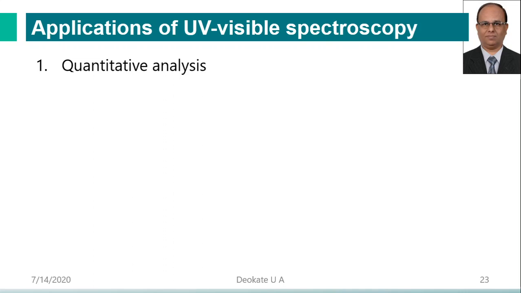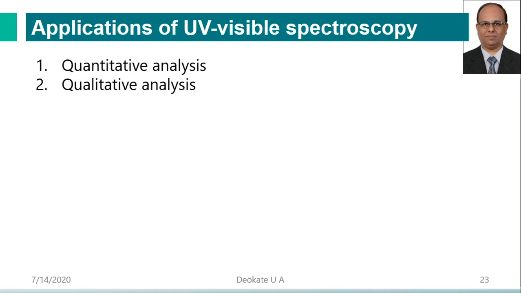So we have done some examples using Beer-Lambert's law, and we are determining the concentration in either grams per liter, moles per liter, or in percentage, or in microgram per ml. So certain units we will use, and those are quantitative units. So it is useful for the quantitative analysis.